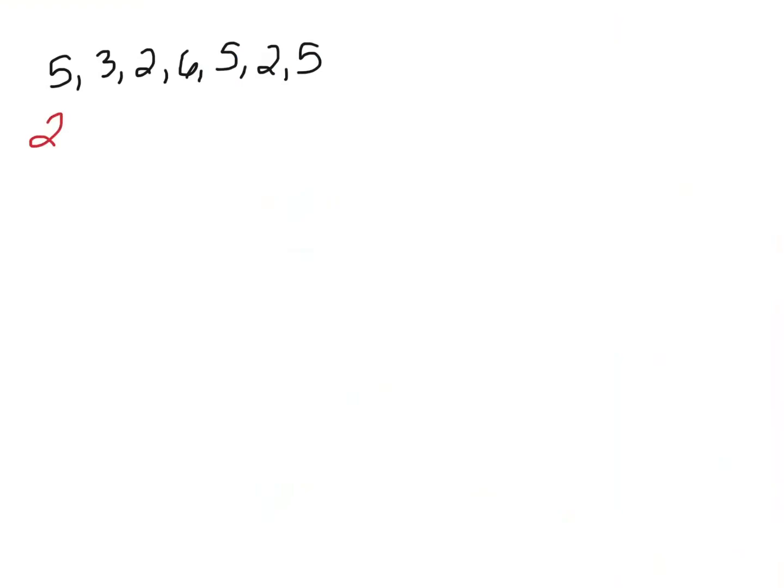So my smallest number is 2. So I'm going to mark it off because I've used it so that I don't get confused about that. And then I have another 2, so I'm going to mark that one off. And then I have a 3, a 5, another 5, and another 5. And I have a 6 as my biggest number. So all I've done here is rearrange those numbers.